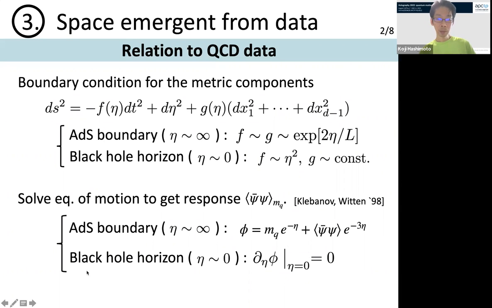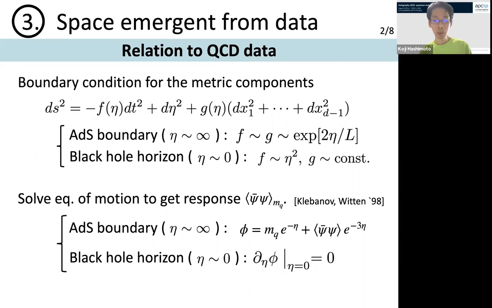On the other hand, at the black hole horizon, you need to impose the ingoing boundary condition. And the ingoing boundary condition for a time-independent situation corresponds to just the Neumann boundary condition at the black hole horizon. So these two are the boundary conditions for the scalar field, which is a solution of this equation of motion for the scalar field. So I think the issue is clear to you.